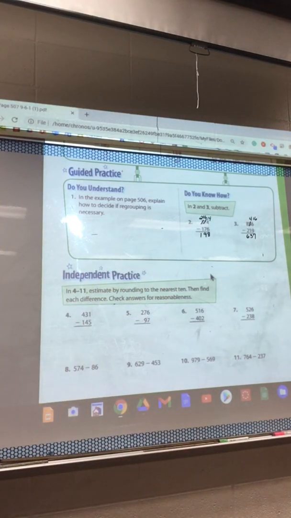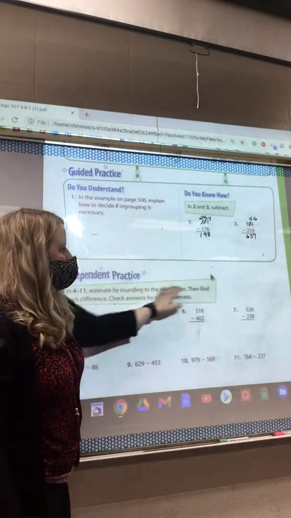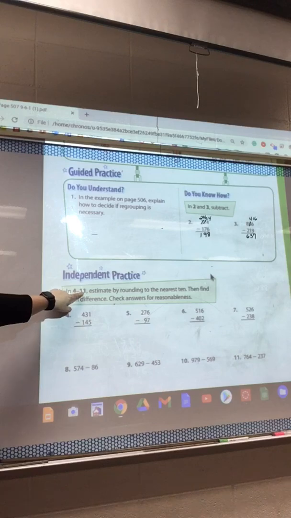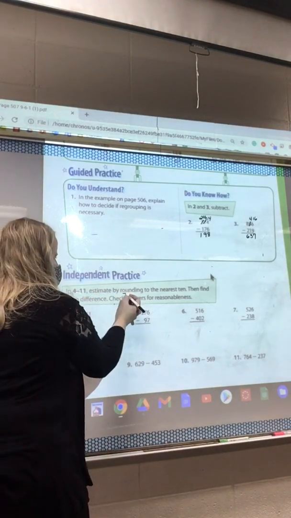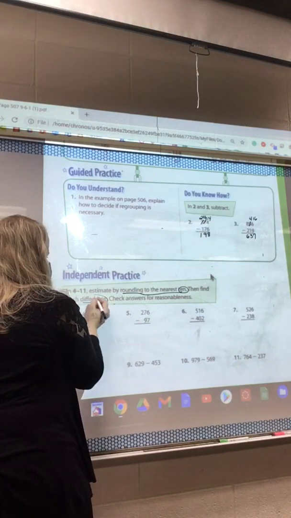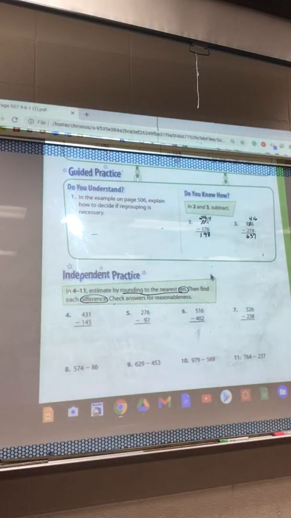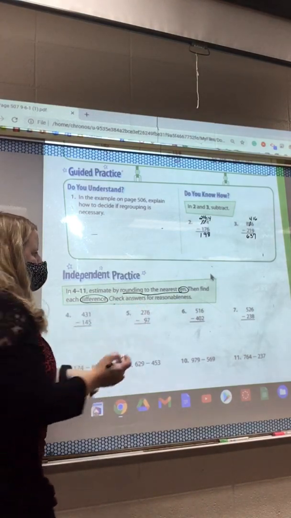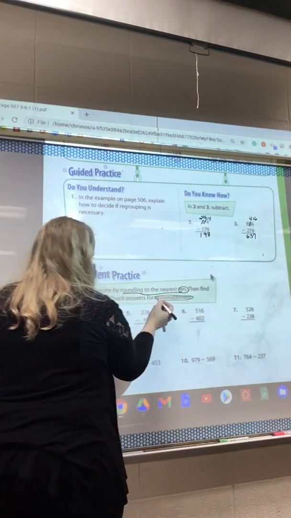All right, so this just says subtract. Now we got a whole bunch of directions down here. And 4 through 11, estimate by rounding to the nearest 10. Then find each difference. What does it mean if I'm finding the difference? What do I have to do? Kent? Subtract. Check answers for reasonableness. So I got 3 things I gotta do here.